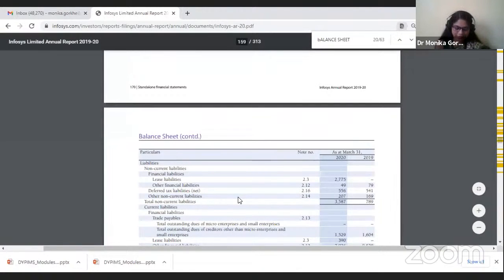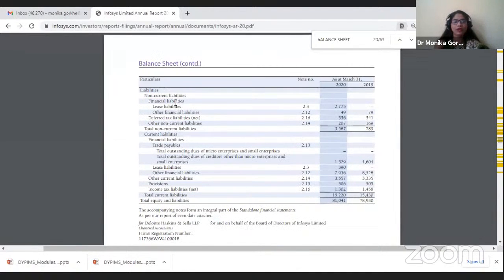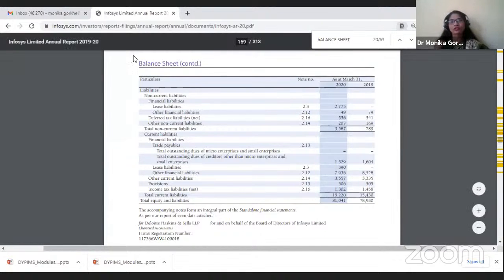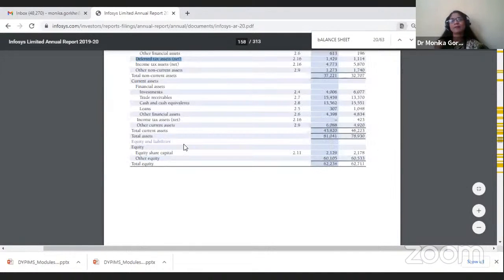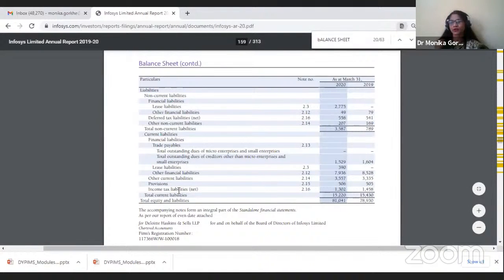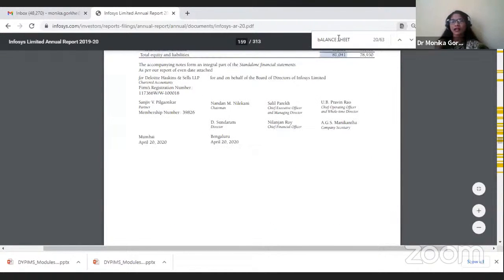Moving ahead, the liabilities are again divided into two: current liabilities and non-current liabilities. After that, we include total equity with the liabilities, so that the balance sheet satisfies the accounting equation: assets equal liabilities plus shareholders' equity. This is what the annual reports reflect: the asset component, the liability component of the balance sheet, and at the end the total equity of that company.